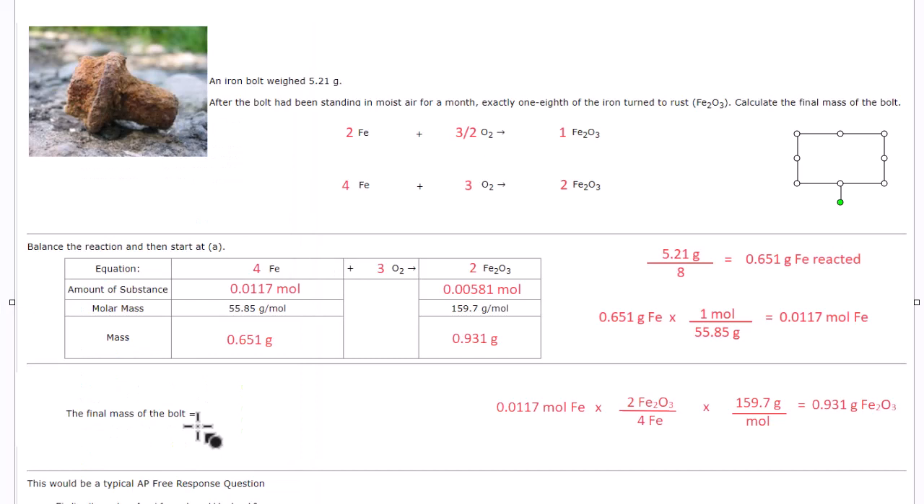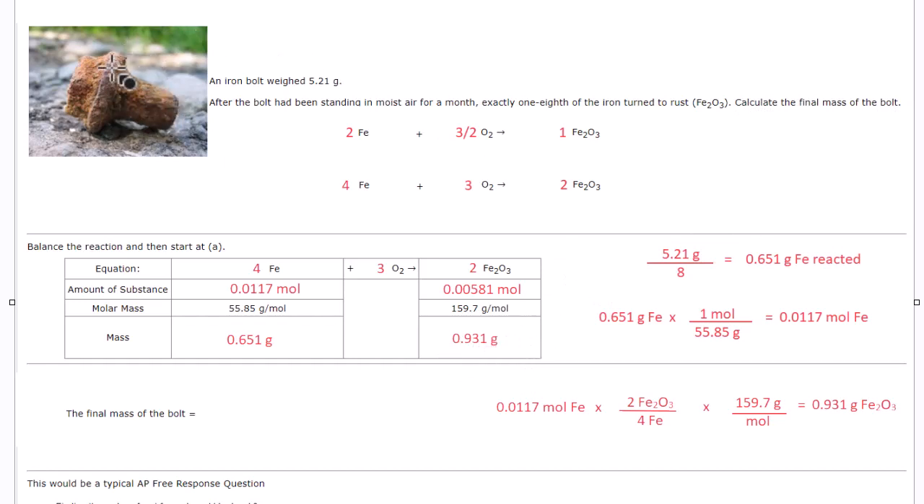Final mass of the bowl. You say, okay, I got 0.931 grams of rust. When I've talked to graders, one of the pieces of advice that they give is a simple piece of advice. They say, have your students answer the question. You say, what? I mean, why not? Yeah, this is 0.931 grams. I'll write that down. No, read the problem. Calculate the final mass of the bolt. They didn't ask for the amount of rust that was produced. They wanted the mass of the bolt. And the mass of the bolt is not 0.931 grams.